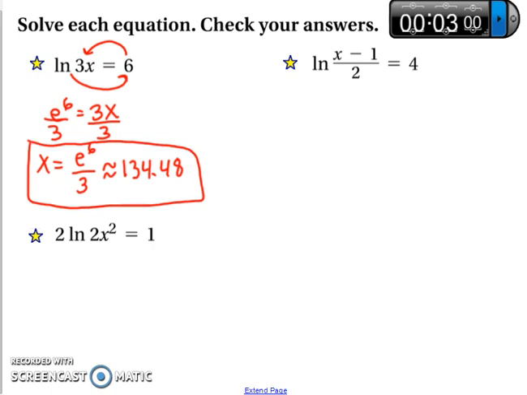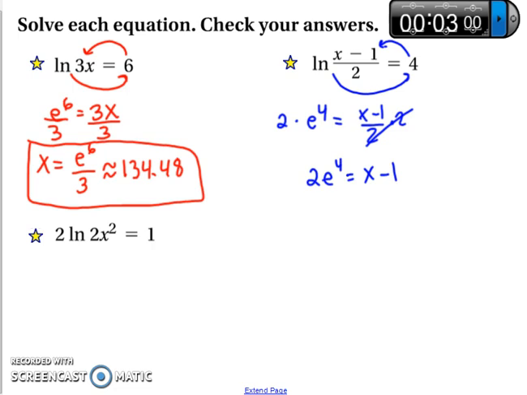Okay, and again, the second one has the ln already isolated, so we're just going to change it to exponential form. So e to the 4th equals x minus 1 over 2. So we're going to multiply both sides by 2. So we get 2 e to the 4th equals x minus 1. And then we're going to add 1 to both sides. So my exact answer would be 2 e to the 4th plus 1. My approximate answer is going to be 110.2.